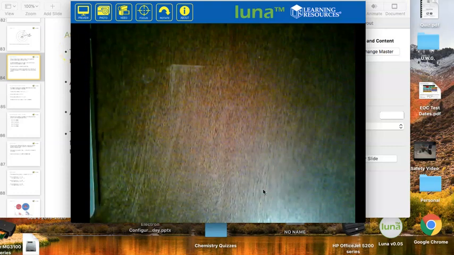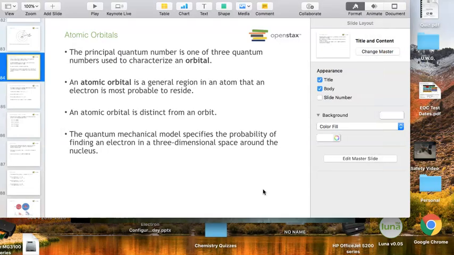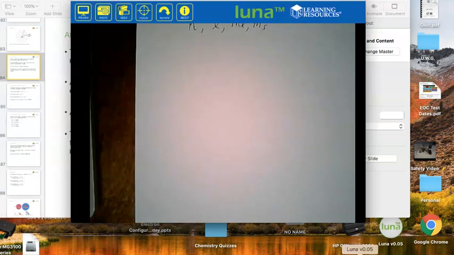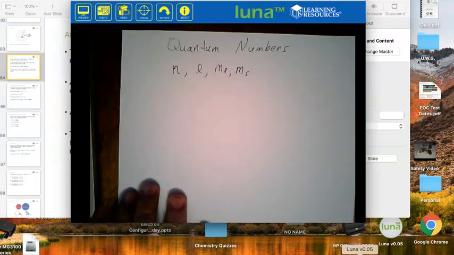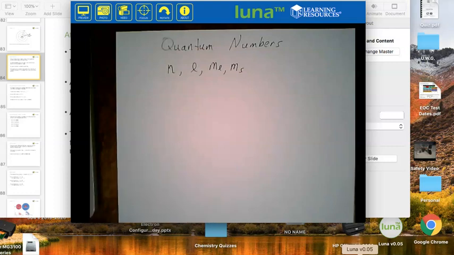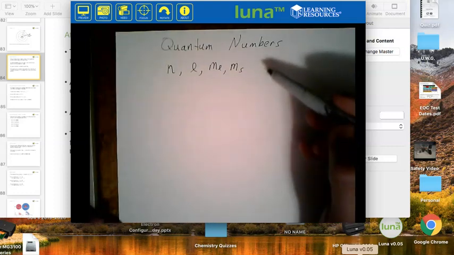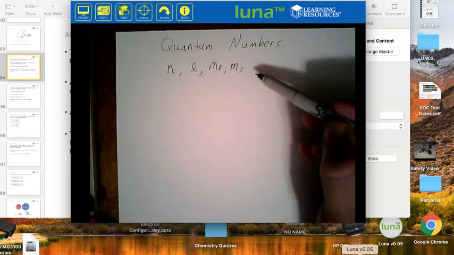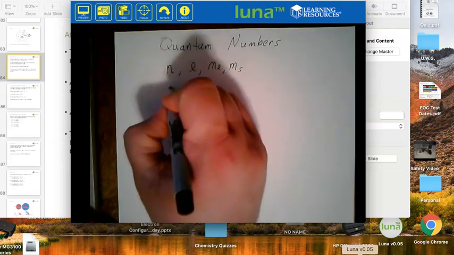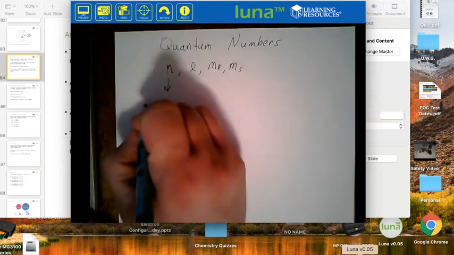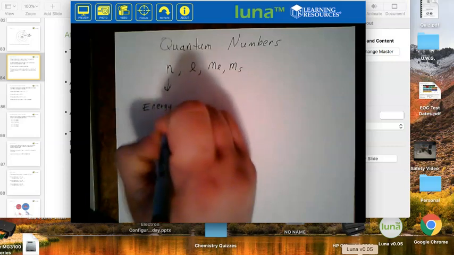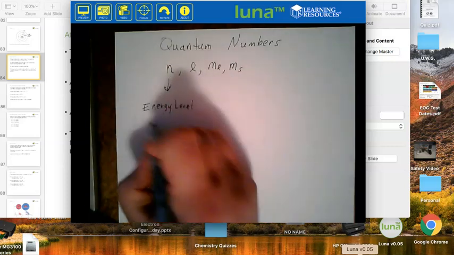All right. So we talk about quantum numbers. Sometimes I like to warn you before we go into it. When we're talking about quantum numbers here, we're talking about 4 unique numbers for every electron in an atom. So we talked about n being energy level, or quantum number.